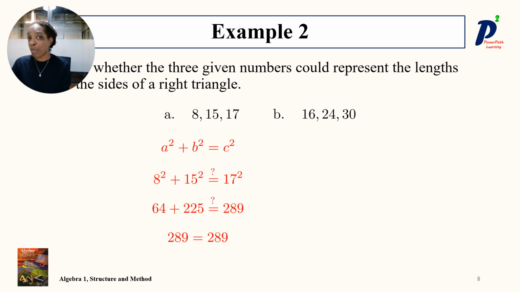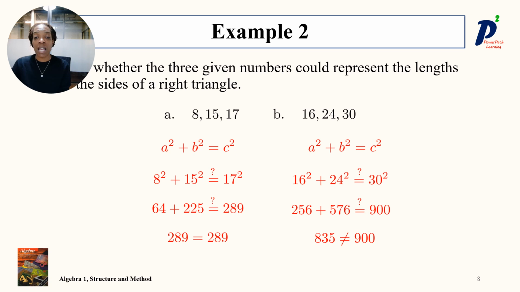Why don't you try part B if you didn't try part A on your own? And I'll get started now. Again, my Pythagorean theorem. I substitute values of A, B, and C. I simplify both sides and I get 835, which does not equal 900. Example 2b is not a right triangle.